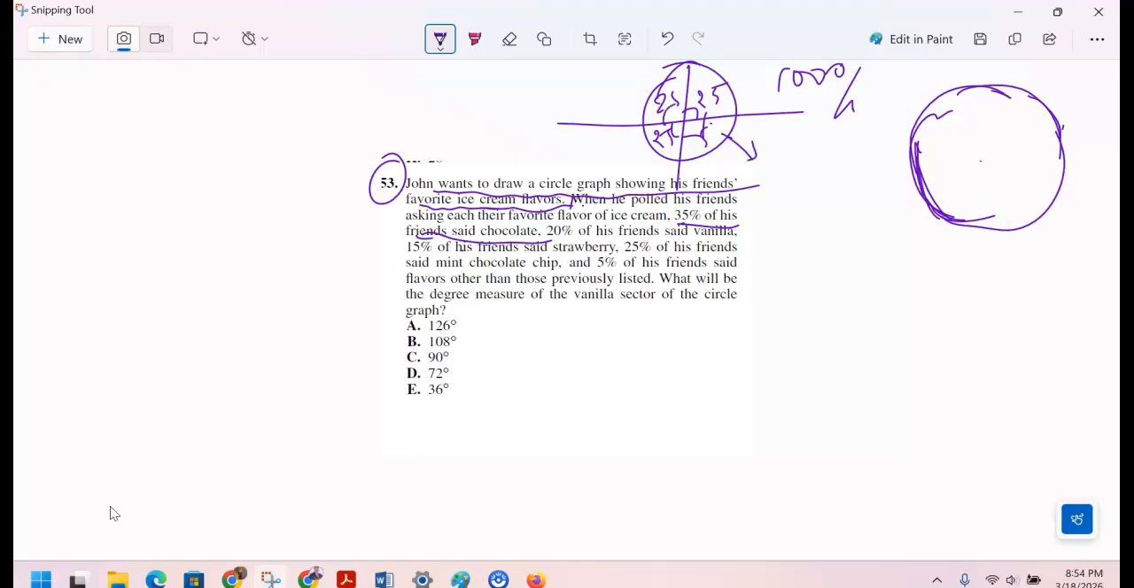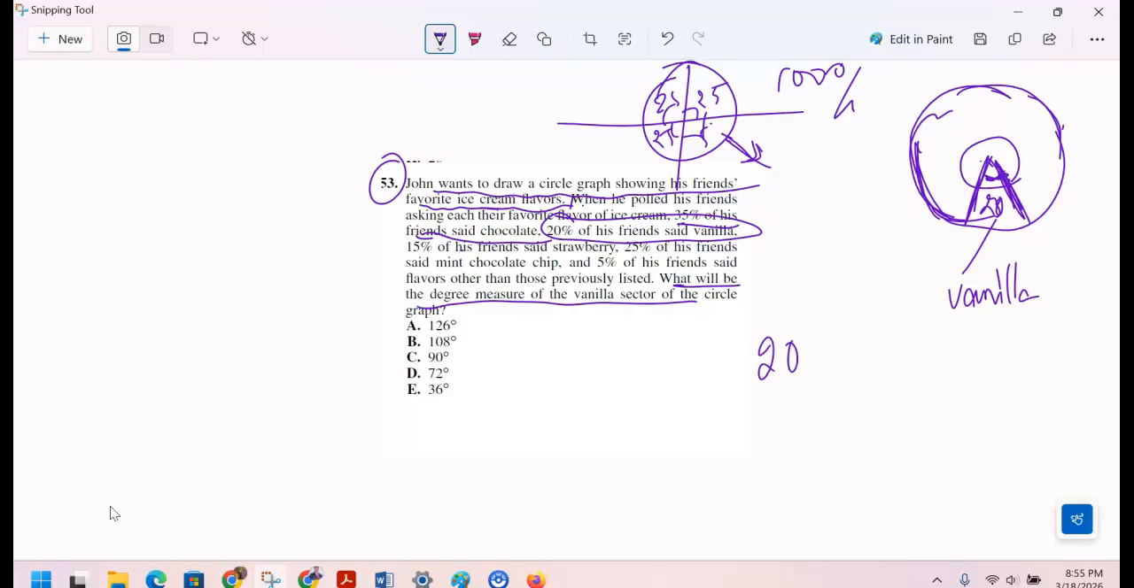So this way, you may not get the exact answer. The question is asking what will be the degree measure of the vanilla sector. So that means something here he wants to know. Let's see if this is the vanilla sector, because the vanilla sector given to you is 20%. So that means this is 20%. But then we need to know how much this angle is compared to the whole way around. Now remember 20% is 20 out of 100.